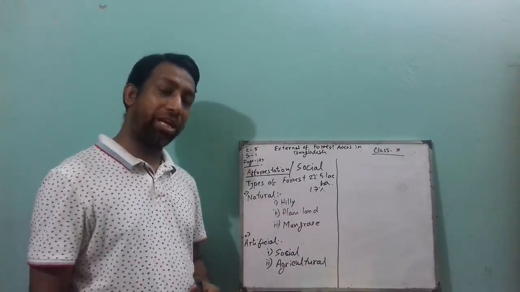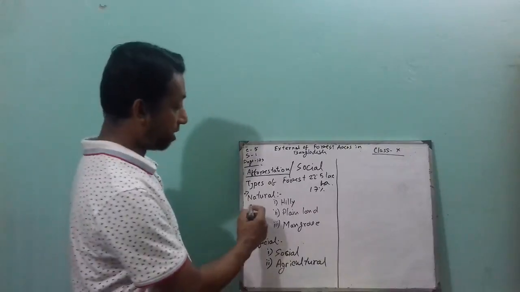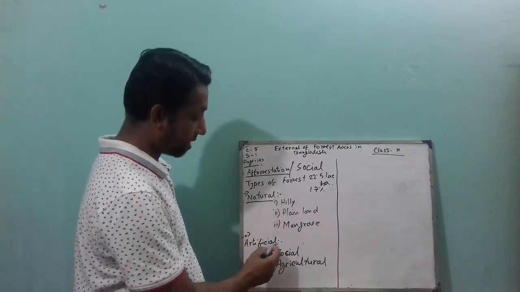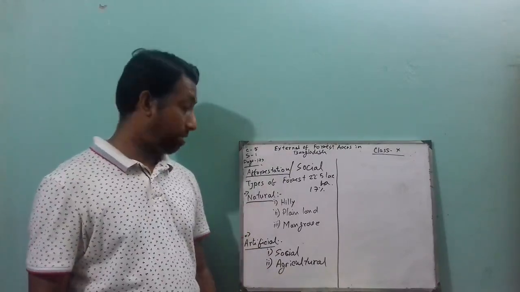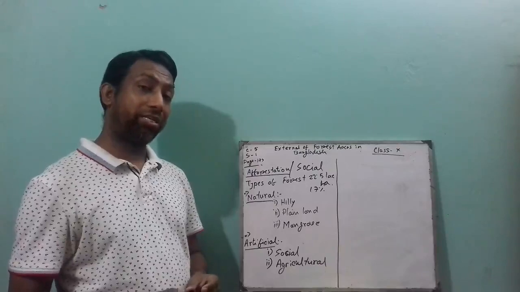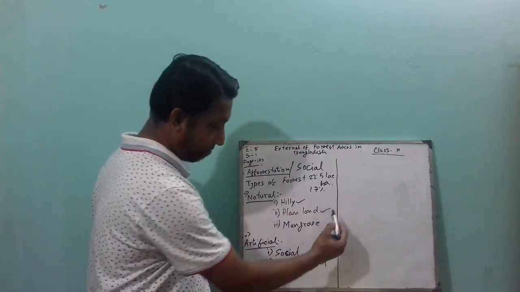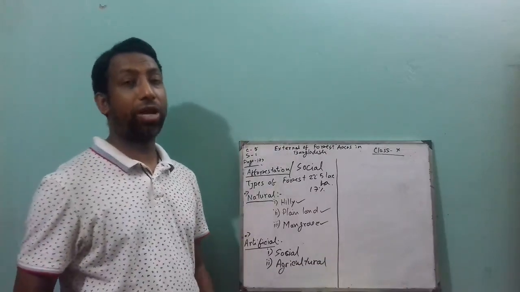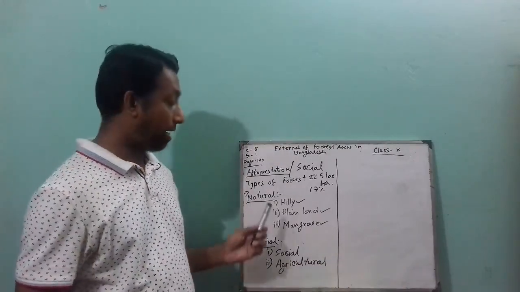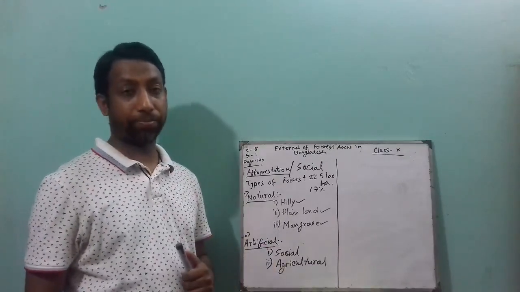At present in our country we observe two types of forest: natural forest and artificial forest. Natural forest is of three types: hilly forest, plainland forest and mangrove forest. Today I'll try to discuss hilly forest, plainland forest and mangrove forest.